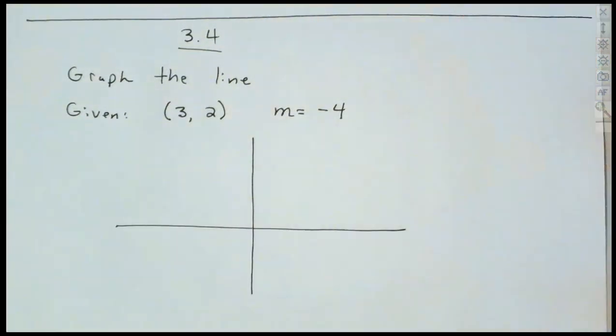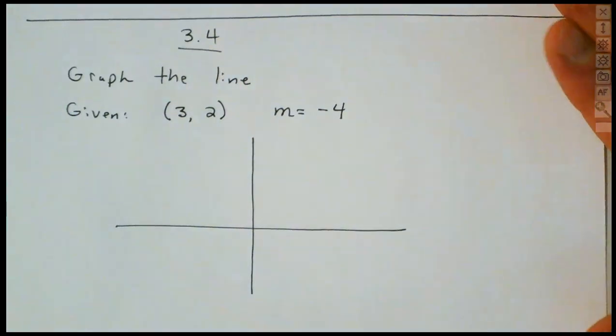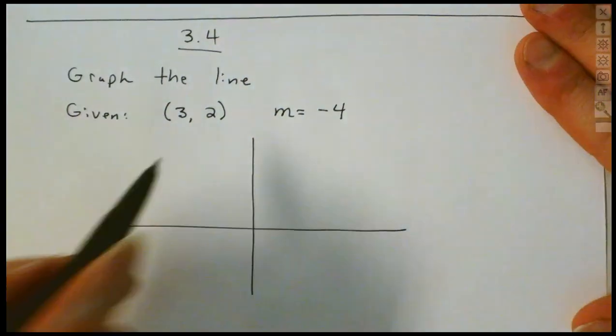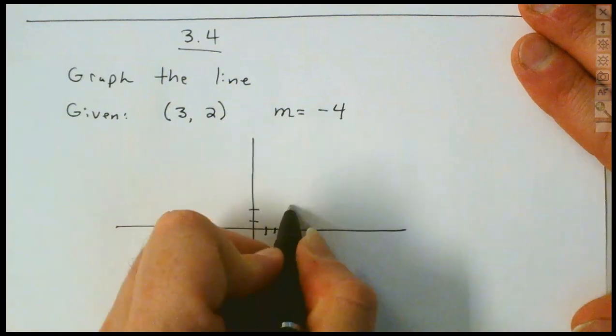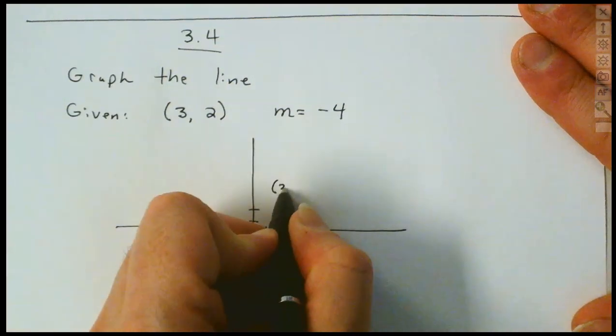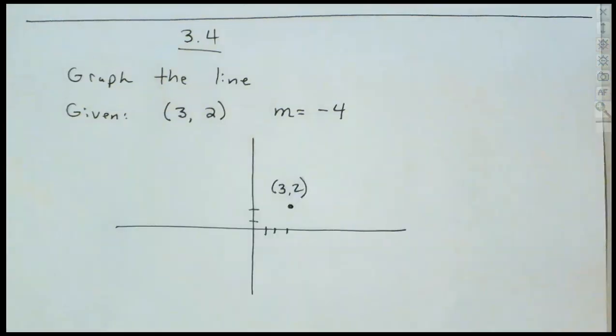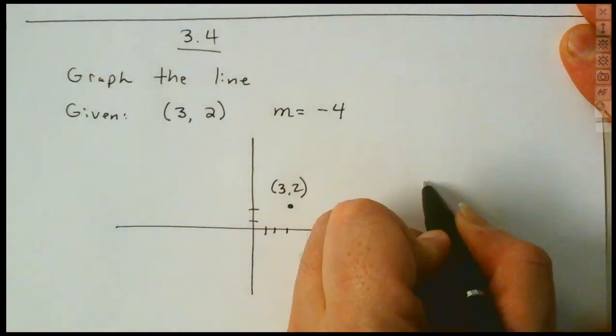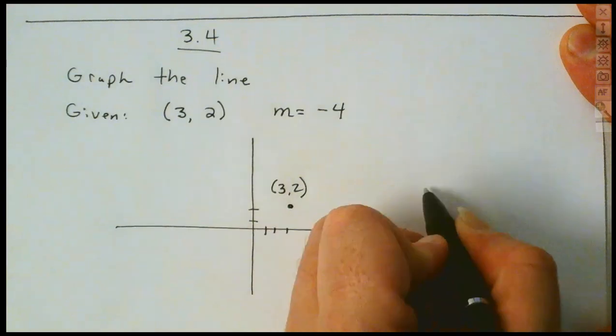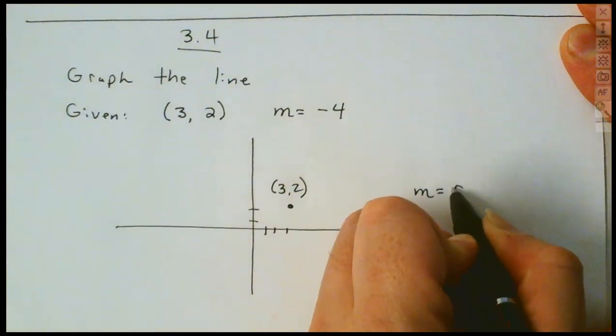So let's find our 3, 2 and plot that point on our graph here. So 3, 2 is going to be right about there. We went over 3 and we went up 2. Now what is our slope? Slope is defined as rise over run, and that's m.